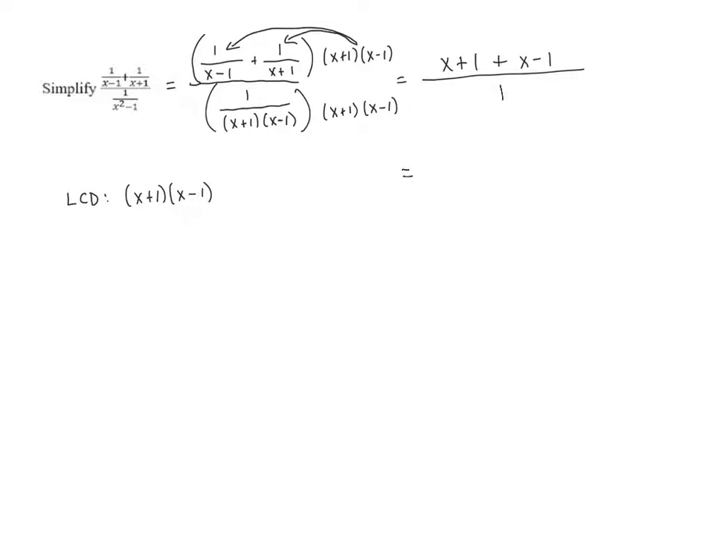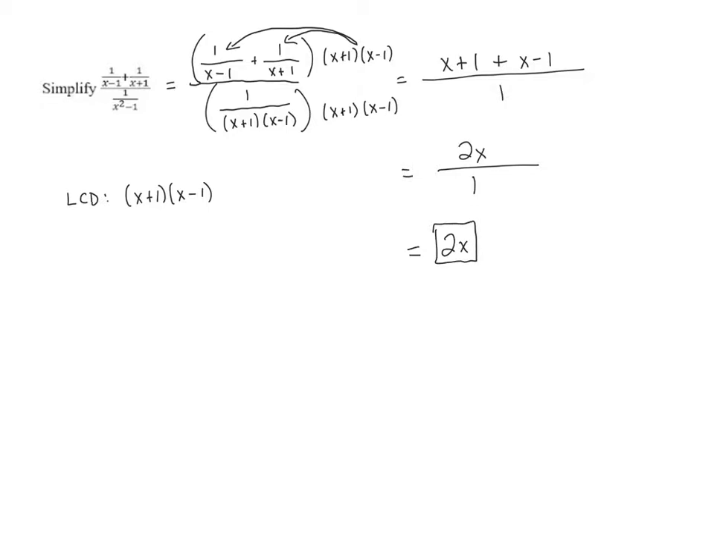Now we can combine like terms in the numerator. X plus x gives us 2x. And 1 plus negative 1 is 0. Those terms cancel out. And so we're just left with 2x in the numerator and 1 in the denominator. And 2x divided by 1 is just 2x.